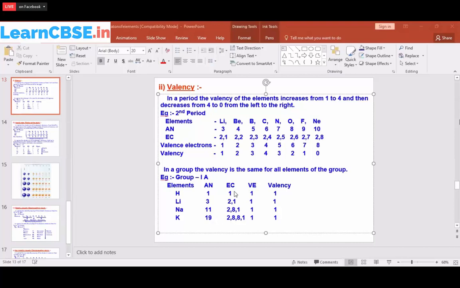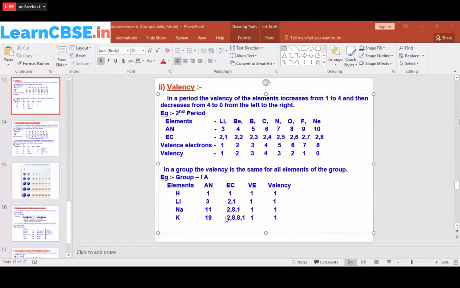Next is the electronic configuration. Hydrogen has 1 electron, which will occupy only the first shell. There are 3 electrons for lithium. The first shell can hold 2 electrons, and the 1 electron will occupy the second shell. Sodium is 11, so 11 electrons: 2 electrons occupy the first shell, 8 electrons occupy the second shell, and the remaining 1 electron occupies the third shell.